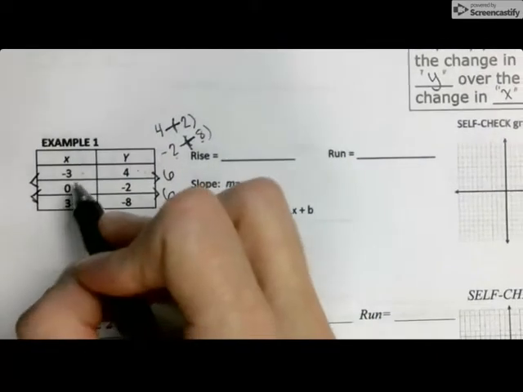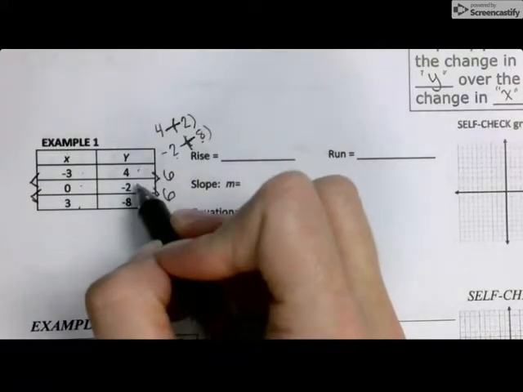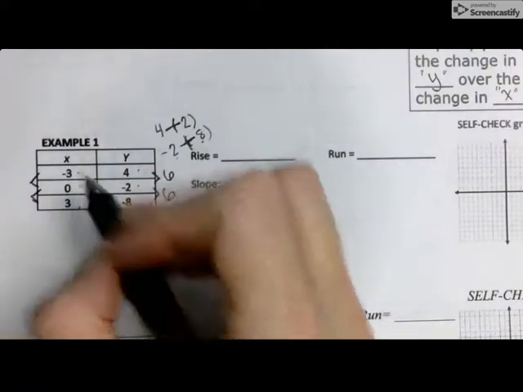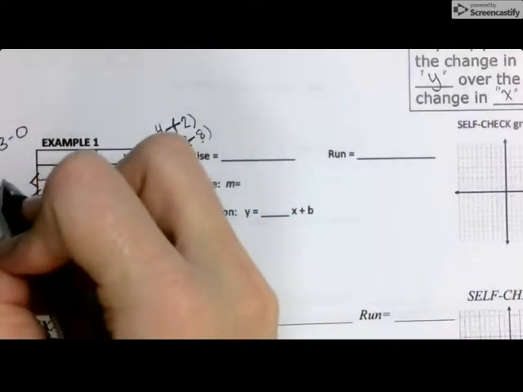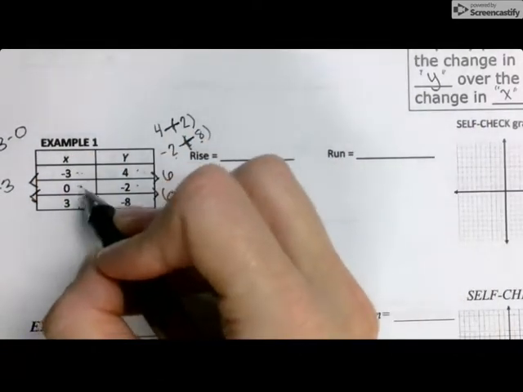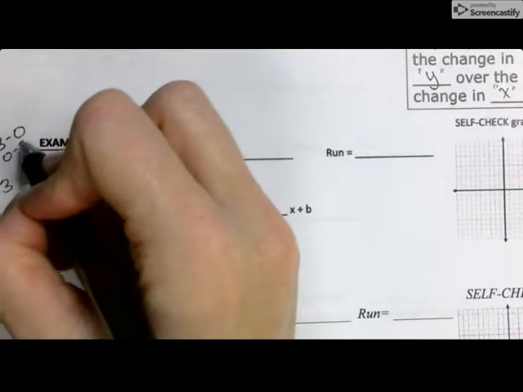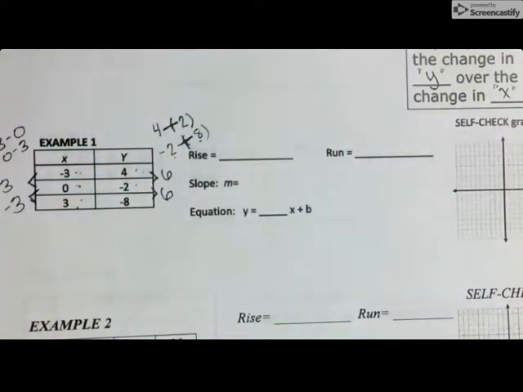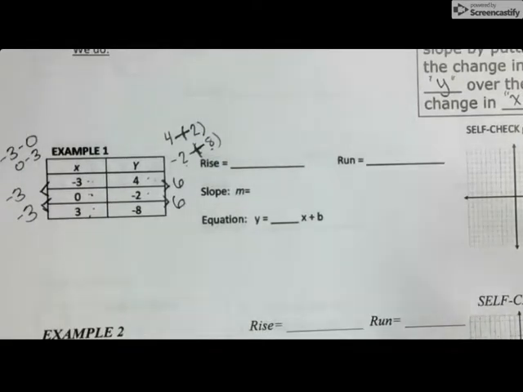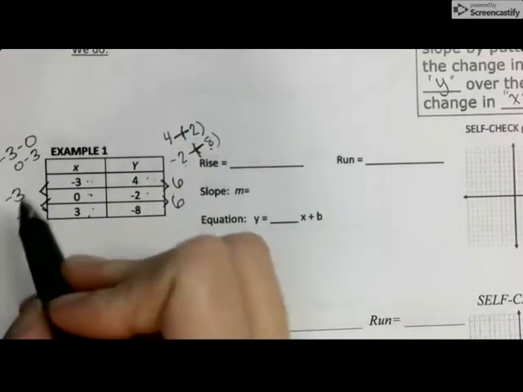Now, on the left side, we're going to do the same thing. Since I did 4 minus -2, I'm going to do -3 minus 0, which is -3. And then I'm going to do 0 minus 3. And that, again, gives me -3. From there, I'm going to do rise over run.